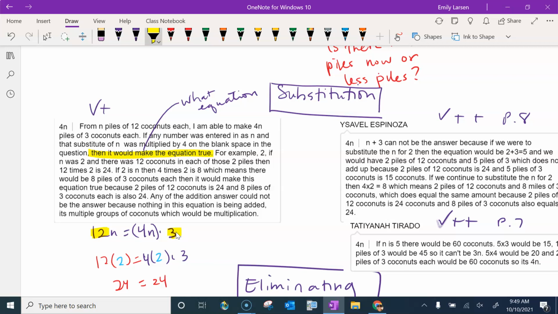So any of the addition answers could not be the answer because nothing in this equation is being added. It's multiple groups of coconuts, which would be multiplication. So they got a check for the elimination of the adding, and then a plus for pretty good explanation of why the answer is 4n, but they kept referring to this equation, so they didn't get 3, they just got 1 additional. So they still got 1 additional extra.